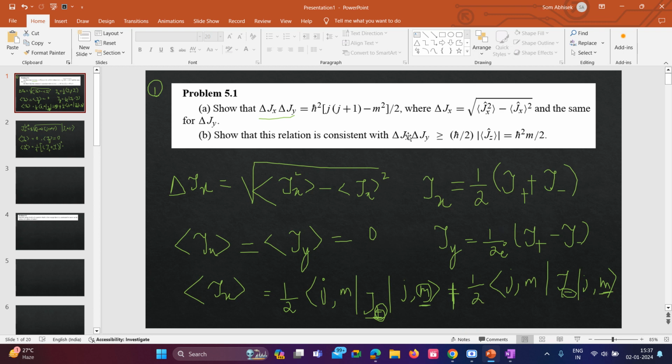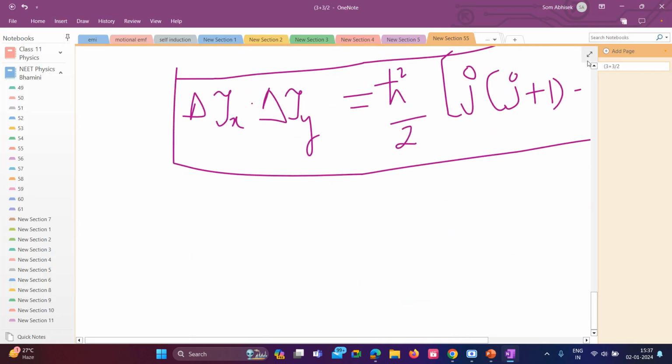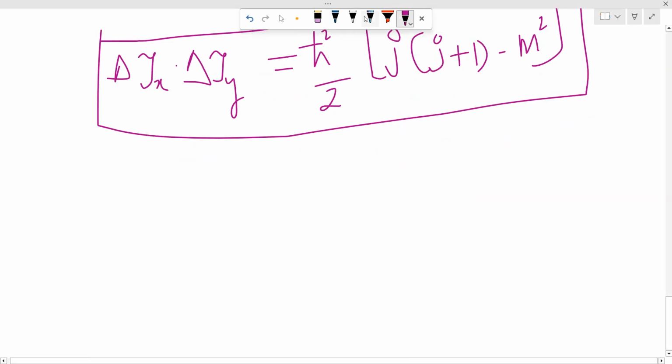Okay. So delta Jx into delta Jy greater than or equal to ħ by 2 mod of the expectation value of Jz, which is equal to mħ square by 2. All right. So how to prove this one? There is nothing much to prove. You just show that. See what will you show here? First, you read the question. Go back and read the question again, and you can come back.